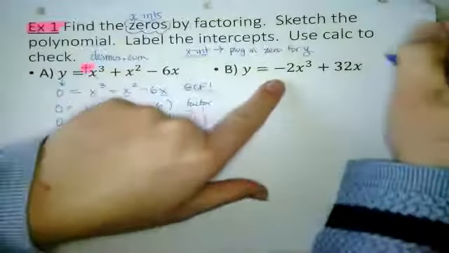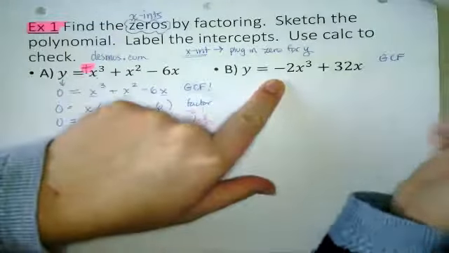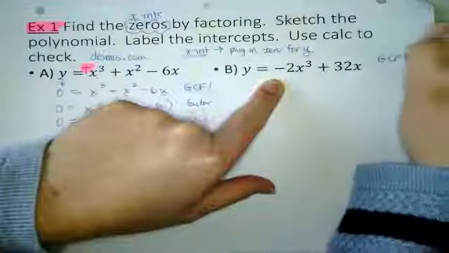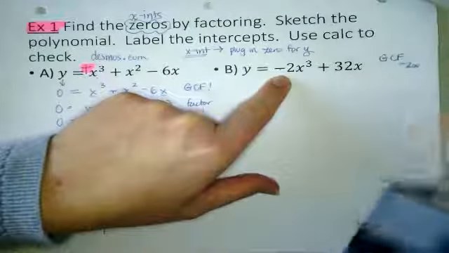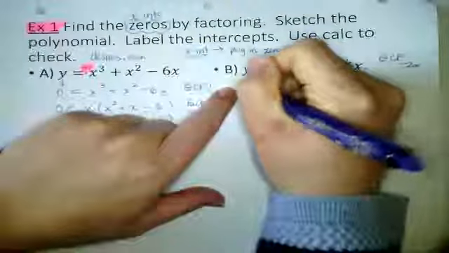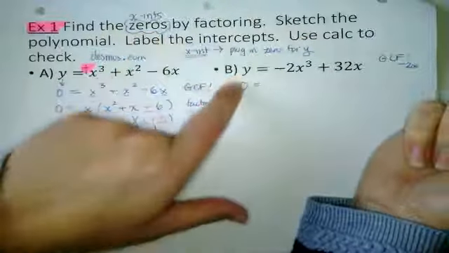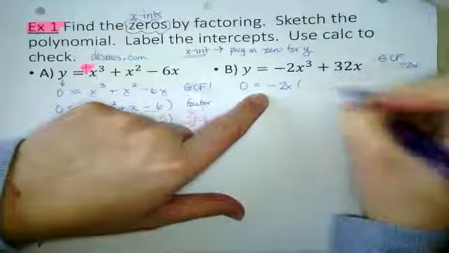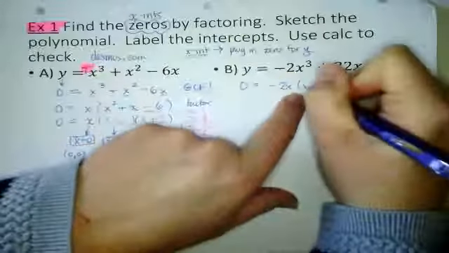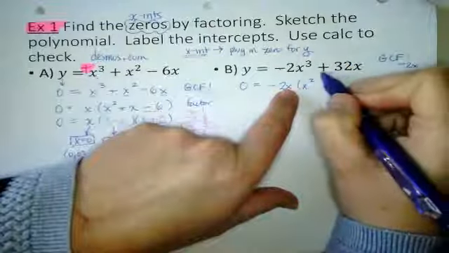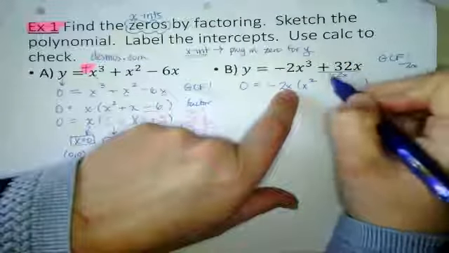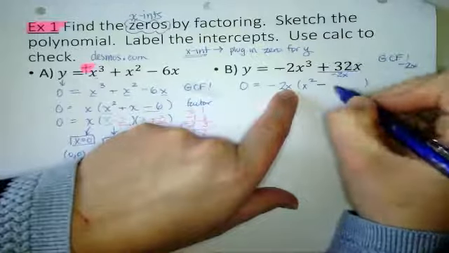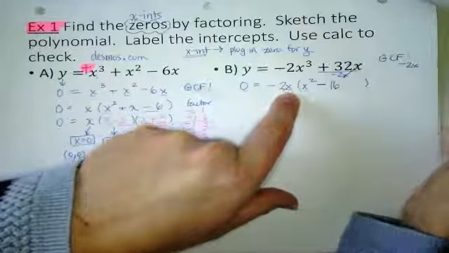The very first thing I'm going to look for is my GCF. And when I look at this GCF, if there's a negative, I want to take that out. So in this case, a negative 2x is going to come out of my function. To find the zeros, I set y to 0, and I'm going to take out the GCF of negative 2x. When I do that, I have x squared left behind. When I divide this by negative 2x, positive divided by negative is negative. 32 divided by 2 is 16, and the x's cancel.